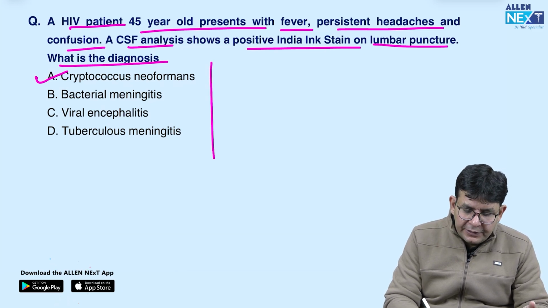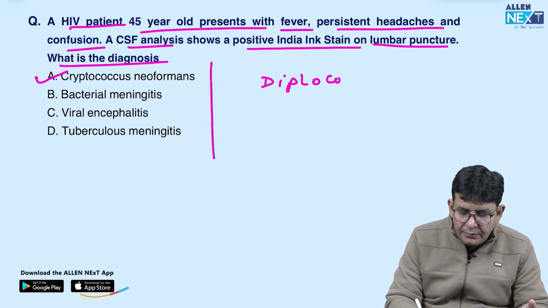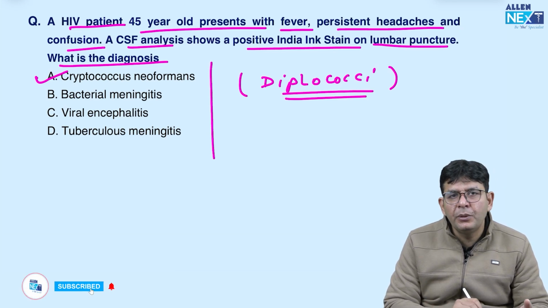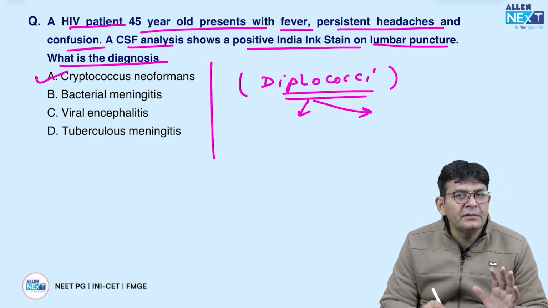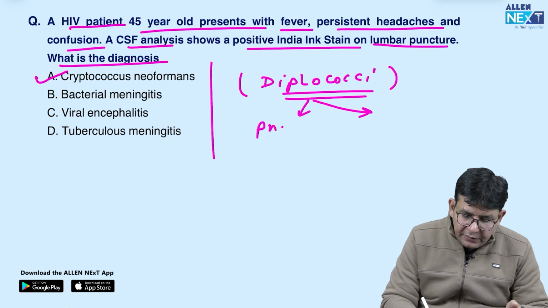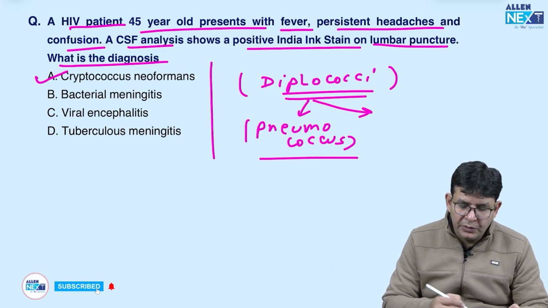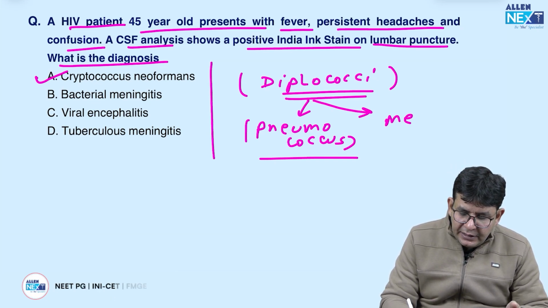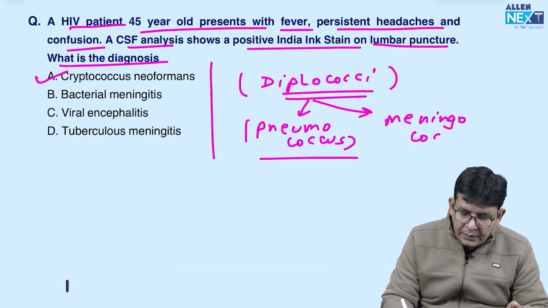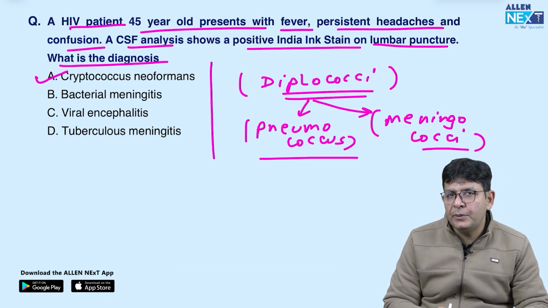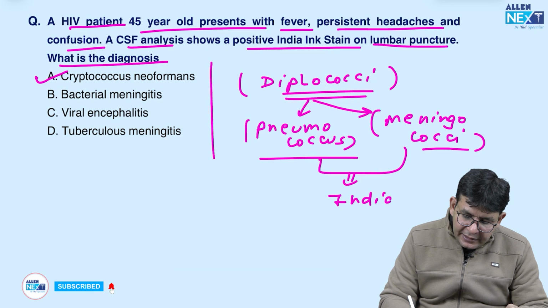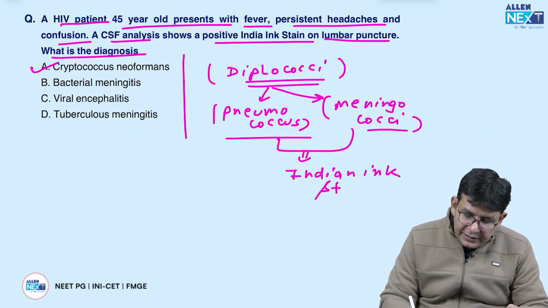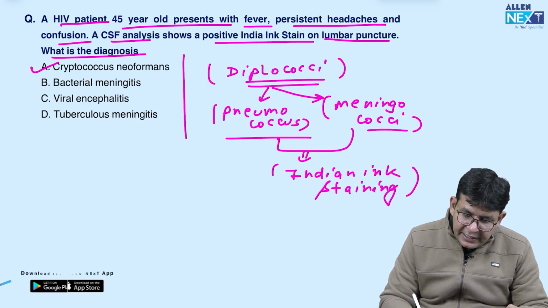And I've heard in the students' discussion that they mentioned diplococci. If diplococci is written, two particular things can happen. One of the diplococci is pneumococcus, and another one is meningococci. These are termed diplococci, and interestingly, for them also you can do India ink staining. For them also, this negative staining can be done.